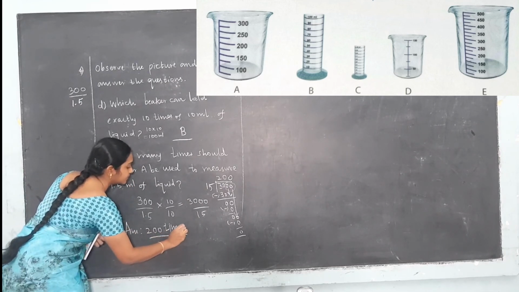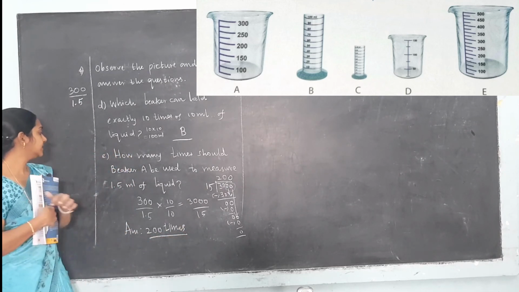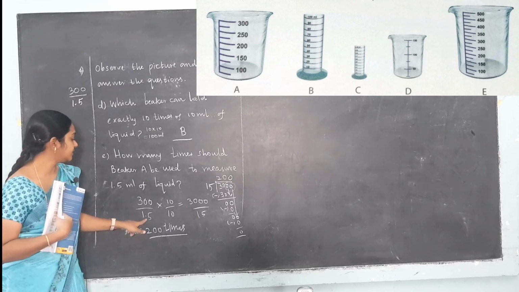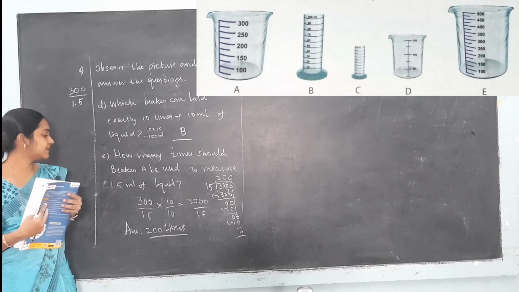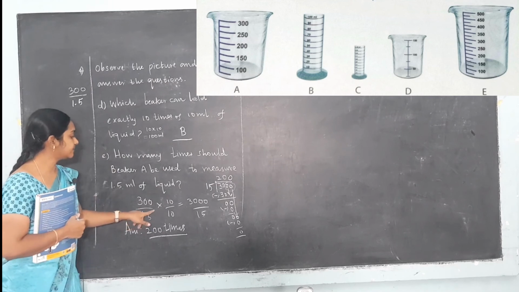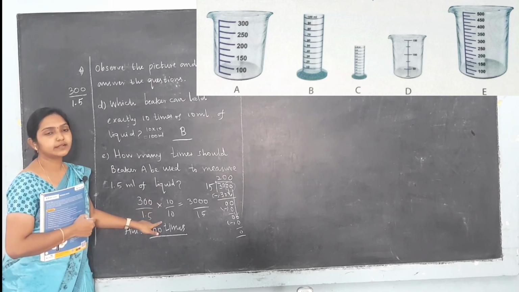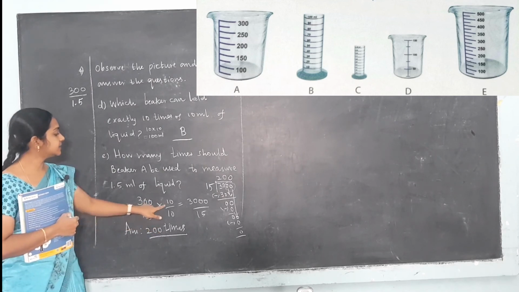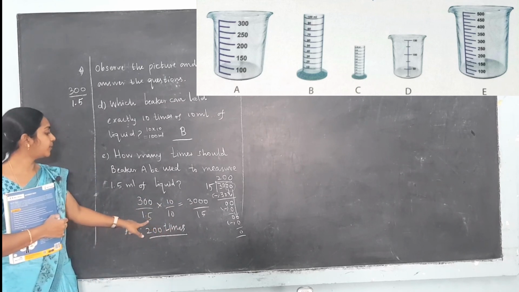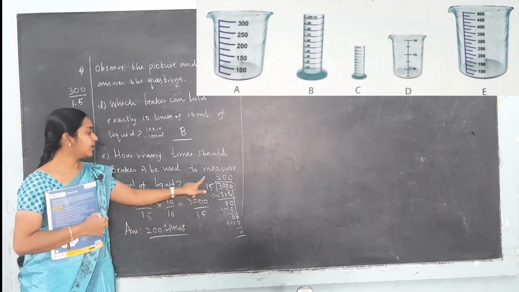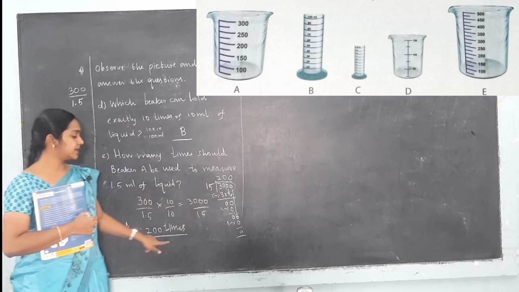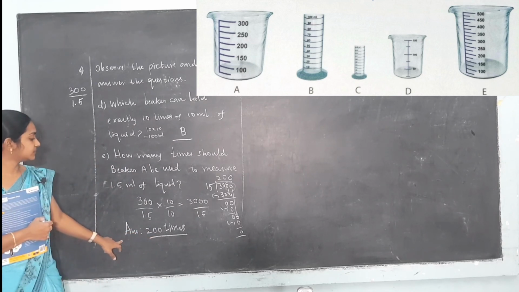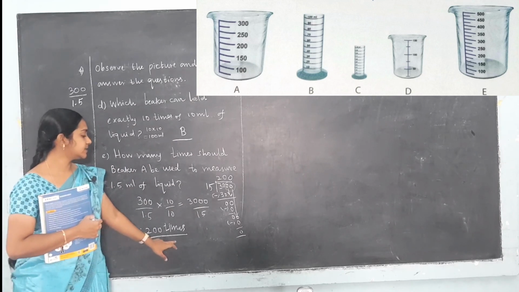We have to divide 300 by 1.5. We are having decimal point in the denominator. So, we are multiplying both numerator and denominator with 10. 300 into 10 is 3000. 1.5 into 10 is 15. While dividing, 200 is the answer. So, the answer is 200 times.